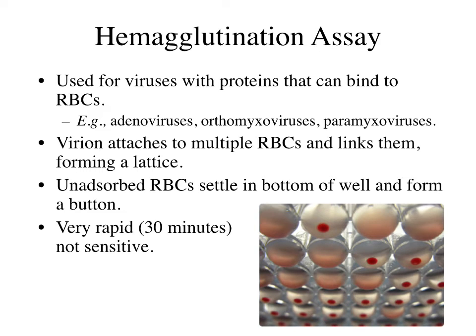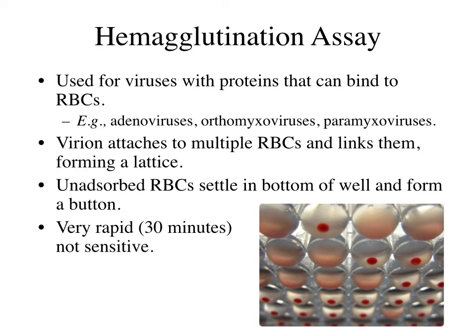Okay, then we have a hemagglutination assay. With the hemagglutination assay, you can use this for viruses with surface proteins that can bind RBCs. So adenoviruses, orthomyxoviruses, paramyxoviruses all show this. And we've already talked about hemagglutination, or I should say hemabsorption. So it's a similar kind of thing. With hemabsorption, the red blood cells were binding to the surface of an infected cell, but it was based on the ability of proteins produced by the virus to bind to RBCs. So in this case, rather than working with infected cells, we're working with suspensions of virus. And the virion will attach to multiple RBCs and link them, forming a lattice.